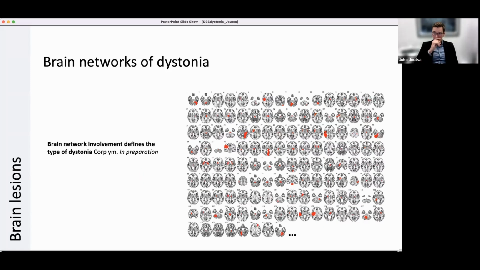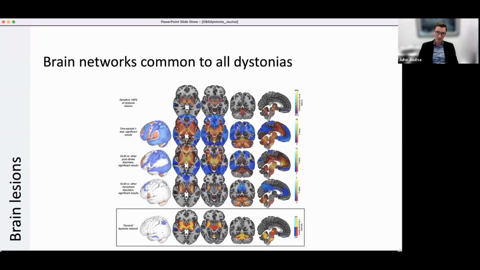So the next step is then to ask what the networks are, how they differ, and is there a common network in dystonia? So the relevant part of this figure is the lowest row. This is the network where all lesions causing dystonia were connected to, and it was specific against just connections from random lesions and lesions causing other types of movement disorders. So it seems that there is a shared brain network underlying dystonia, at least based on the information provided by causal brain lesions.